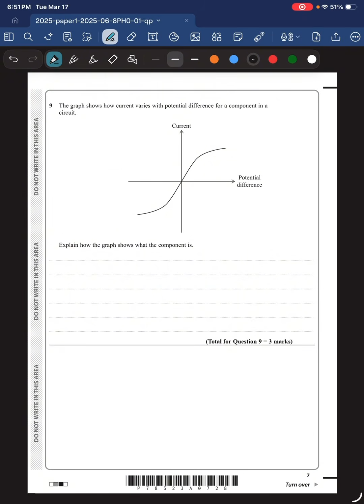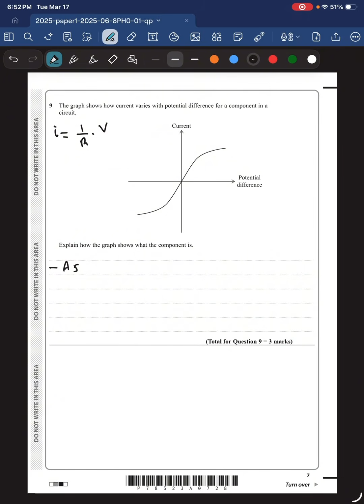Question 9. The graph shows how current varies with potential difference for a component in a circuit. Explain how the graph shows what the component is. So first of all, let me write down Ohm's law. I is 1 over R times V. So the gradient of an IV curve yields 1 over the resistance. Keep that in the back of your heads and let's go answer.